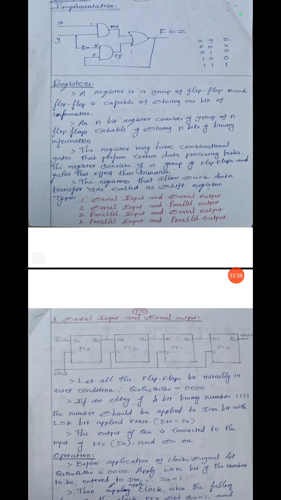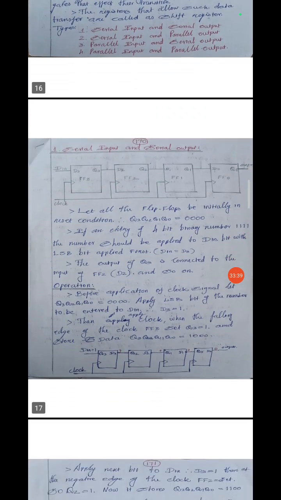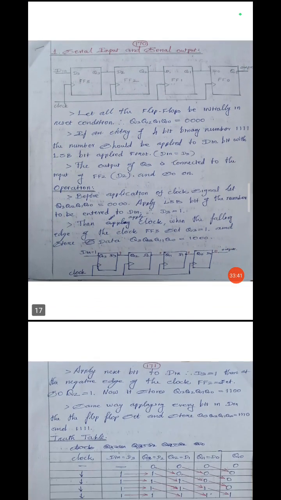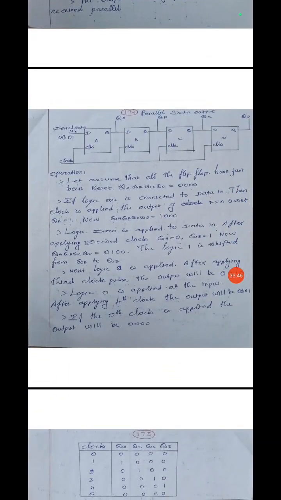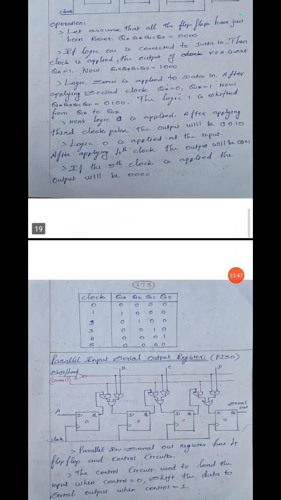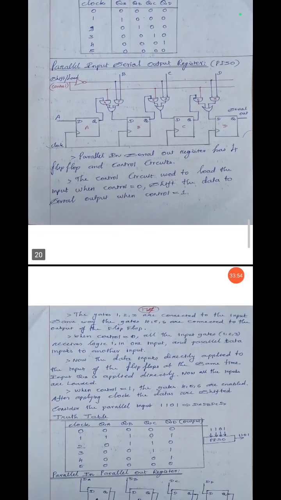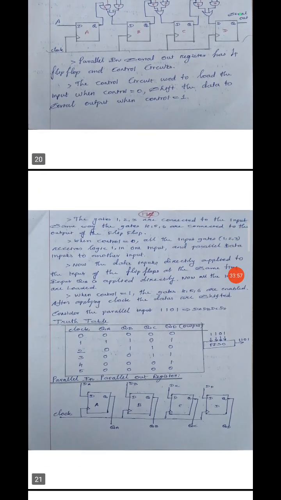Then the next ones are all theory questions. The registers: what are registers? Then serial in serial out, parallel in parallel out, four types of registers. You have to draw the logical circuit, explain the operations, and draw the clock and the timing diagram also. This is a very easy question.